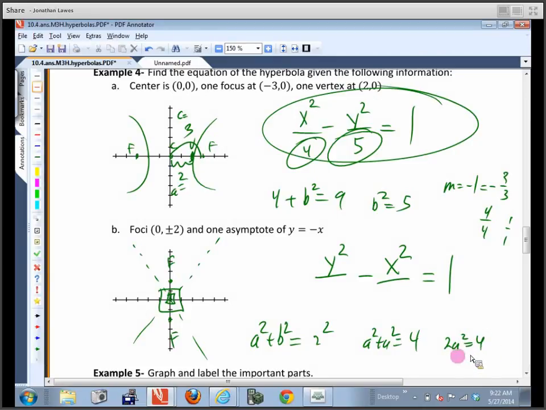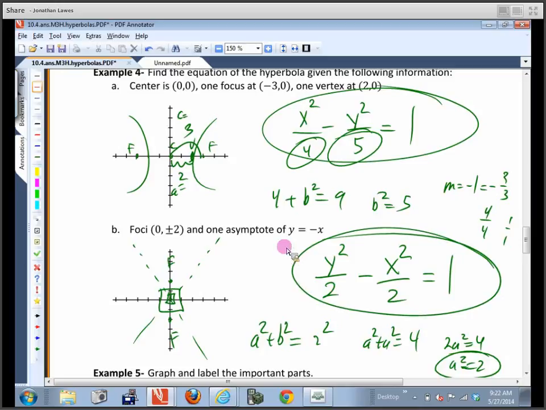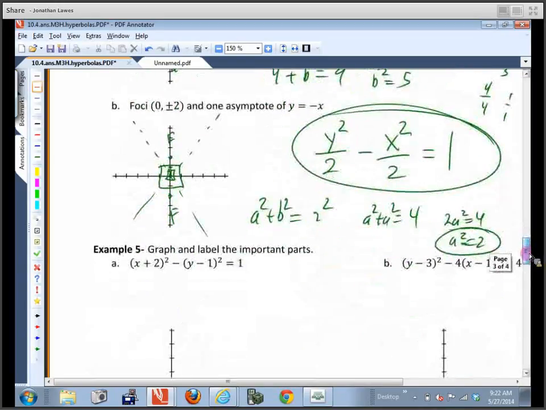Move that over to the other side by division. That means I get a squared equals 2. And I don't need the square root of 2 because it didn't say graph it. It didn't say actually draw the asymptotes and stuff like that. I just need a 2 under here and a 2 under there. And there we go. Okay? Some good thinking skills involved there. Okay, any questions?